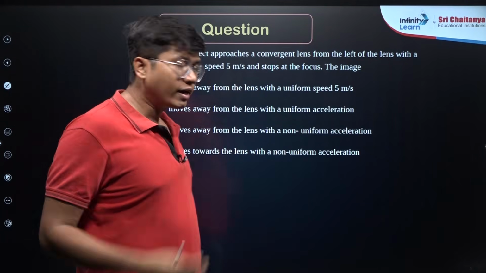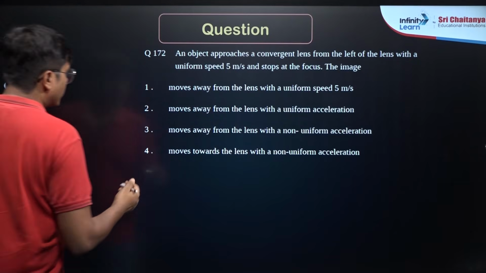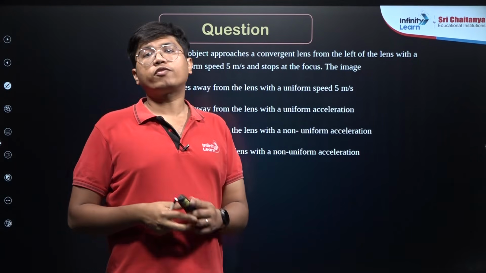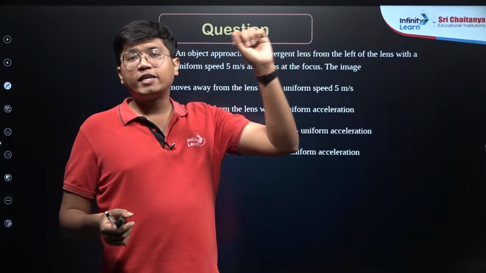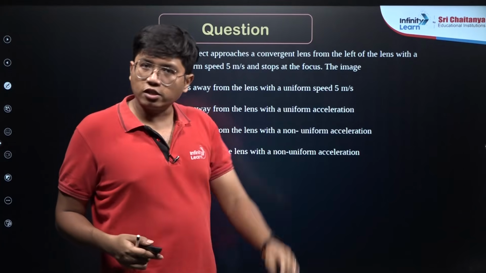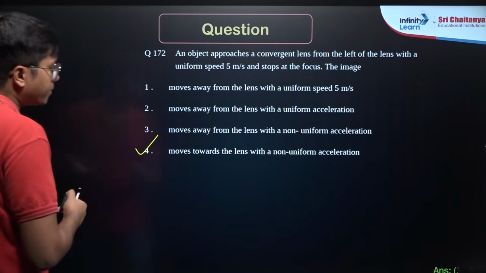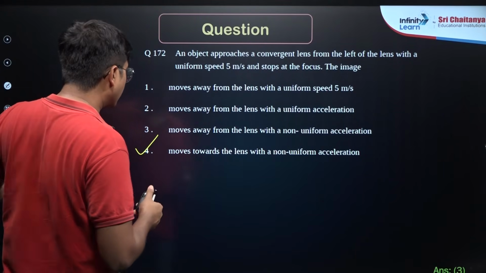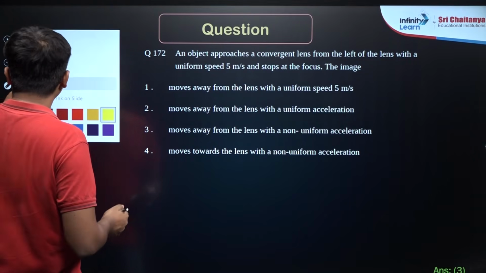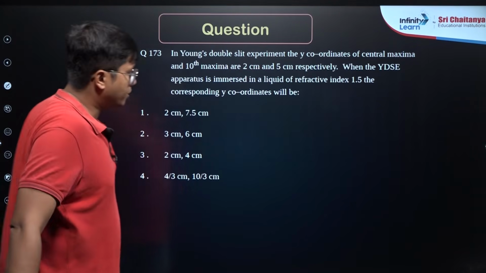So when you are coming, it's going away, but it will do so with a non-uniform acceleration, because the velocity of image and velocity of object are related by Vi is equal to V square by U square into Vo. If you differentiate that, you will find that it's a non-uniform acceleration, depending on the image speed and object speed. Oh sorry, I said non-uniform. Yeah, non-uniform only, I marked incorrect. Moves away at non-uniform. Option 3.